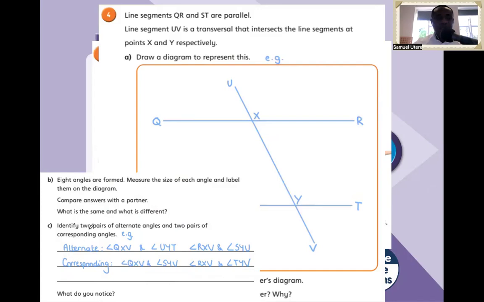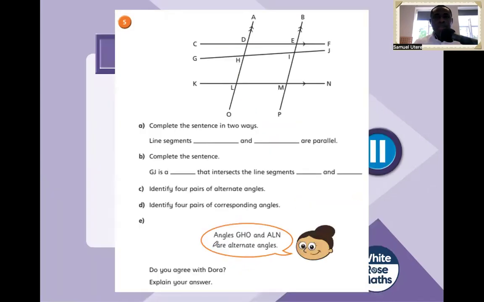Then for C, you were asked to identify 2 pairs of alternate angles and 2 pairs of corresponding angles. So by now, you know how to identify alternate angles, visualizing the Z shape, and then looking at where the angles are in the Z shape, they should be in similar locations. And then you have identified how to visualize the F shape to help you identify corresponding angles. And these are some examples you could get. Pause the video and answer question 5 in 3 minutes.